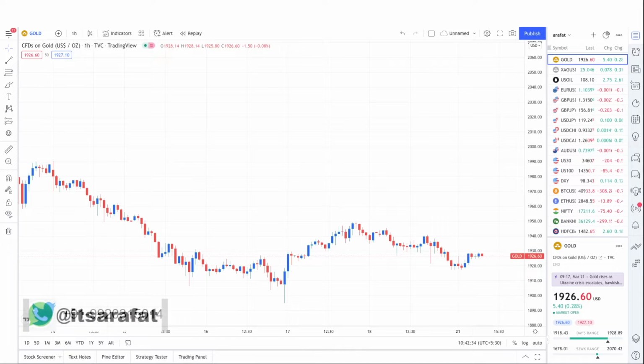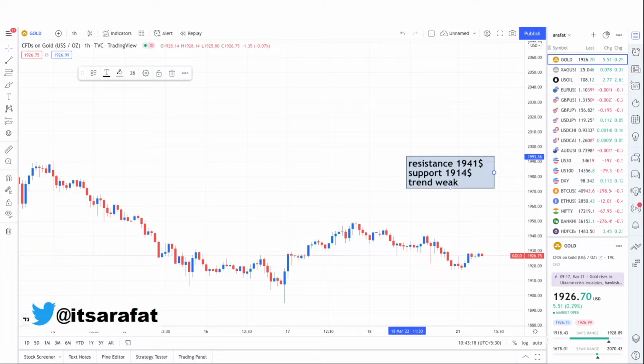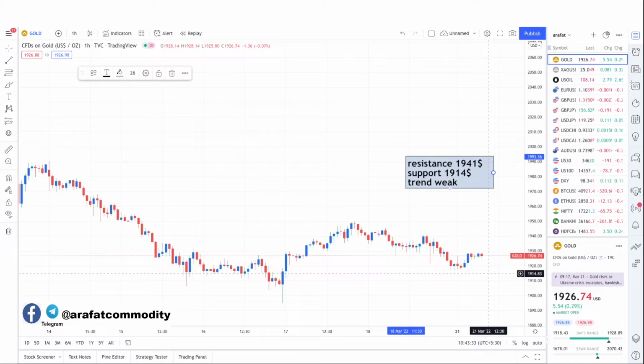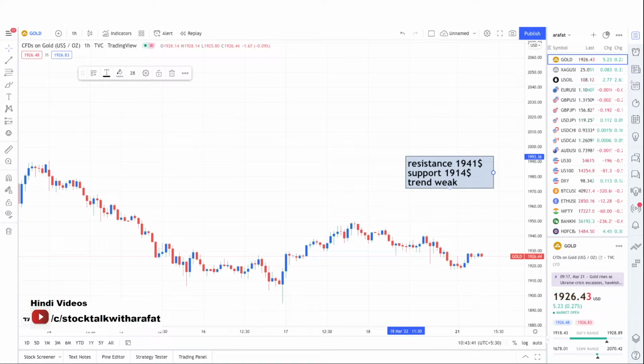Currently, gold prices are trading in a pretty much flat to weak zone. So let's have a look at resistance and support for today's trading session. 1941 will act as resistance in gold prices. If gold breaks and sustains above this resistance, then expect 1950 and 1916. Support at 1914. If gold breaks and sustains below this support, then expect 1900 and 1890 in gold prices. Currently, gold is in a flat to weak zone, so trade accordingly. Do not trade against the trend.